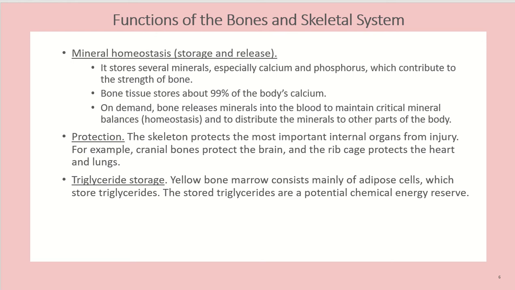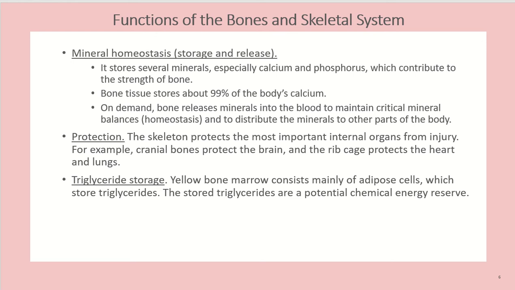Our next function is protection. The skeleton is going to provide a large amount of protection to those internal organs, preventing any sort of injury. So, for example, the cranial bones are going to protect the brain. The rib cage protects the heart and the lungs. Really great source of protection. It's kind of like an internal suit of armor for those organs.